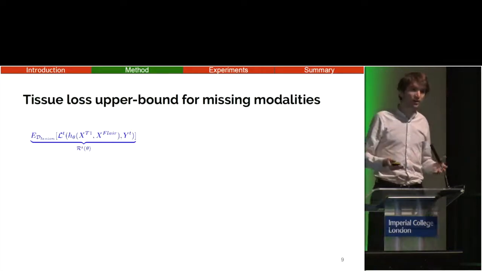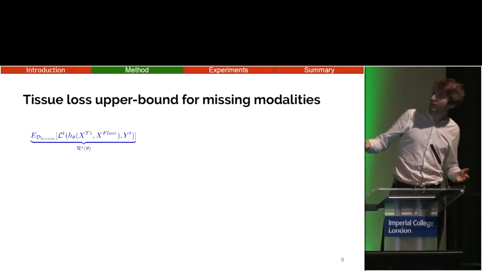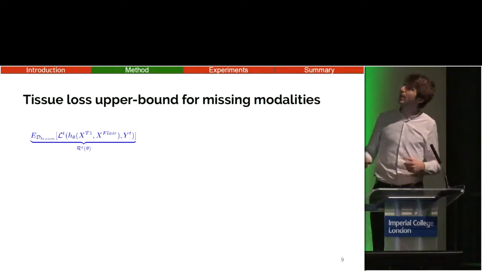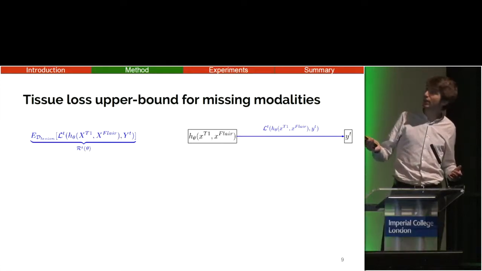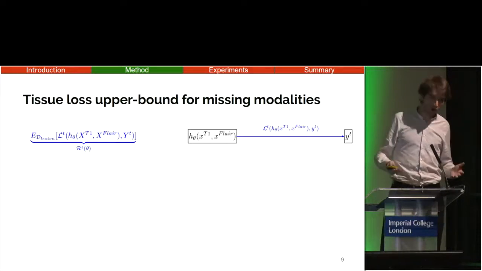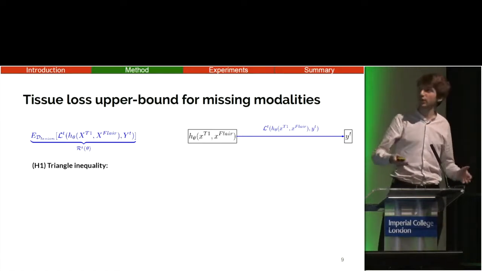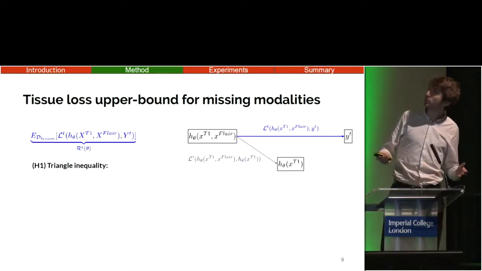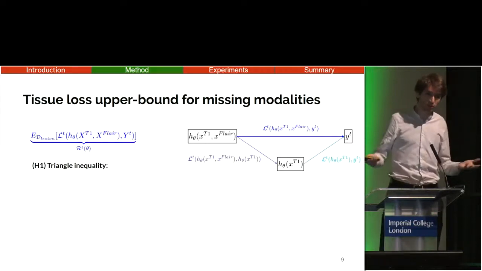So what we propose is to find an upper bound that is computationally tractable. We want to estimate this term in order to minimize it. As we can see, it is the expectation of the distance between the output using T1 and FLAIR and the ground truth. Now, if our loss function satisfies the triangle inequality, which is the case for the Jaccard loss function, but not for the Dice or the cross-entropy, then the distance between the prediction using T1 and FLAIR as input and the ground truth is lower than the sum of the distance between the two predictions, using T1 and FLAIR and T1 only as input, and the distance between the prediction using T1 as input and the ground truth. So this is the triangle inequality.